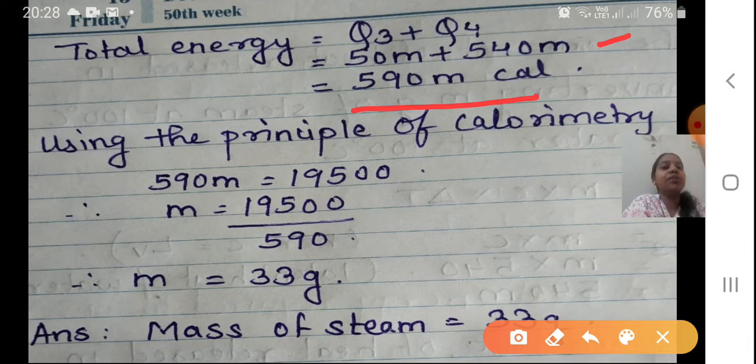Now using the principle of calorimetry, which we have studied, we can equate both energies. So I have equated 590 m with the total energy which we got first, 19,500, and I got the mass, that is 33 grams. So the mass of this steam will be 33 grams. Students, did you understand how we calculated Q1, Q2, Q3, Q4? We added Q1 and Q2, Q3 and Q4, equated both of them and tried to find the mass of the steam. Please solve this in your book. Stepwise you will understand it.